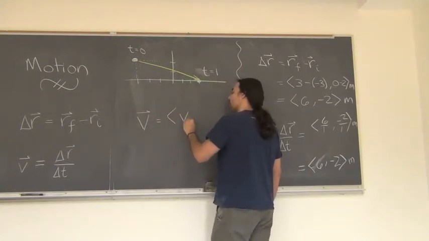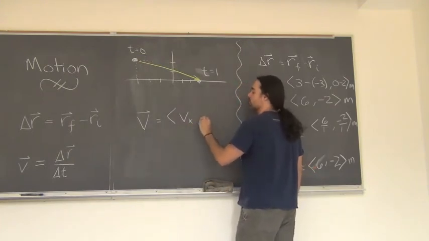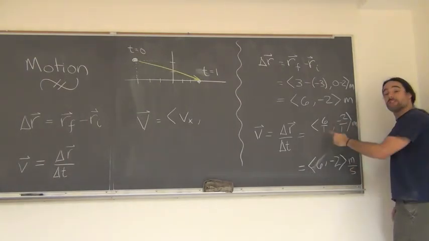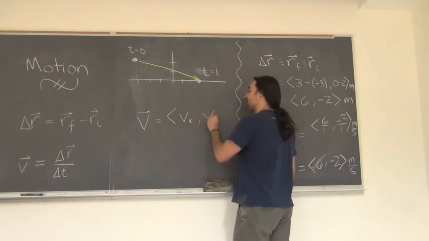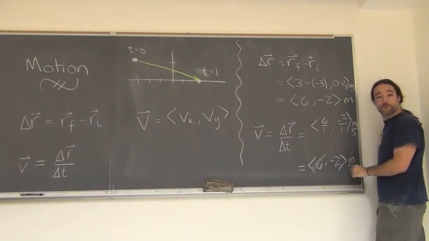I have this x velocity, which in this case is positive 6 meters per second in the x direction. Actually, I messed up here. This should have been meters per second, since I divided by seconds. And I have a y velocity, which is going to be -2 meters per second.